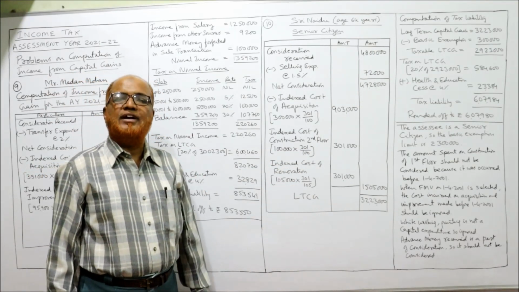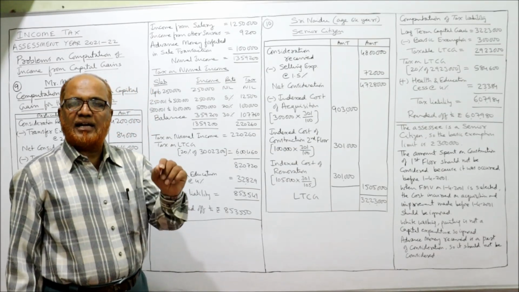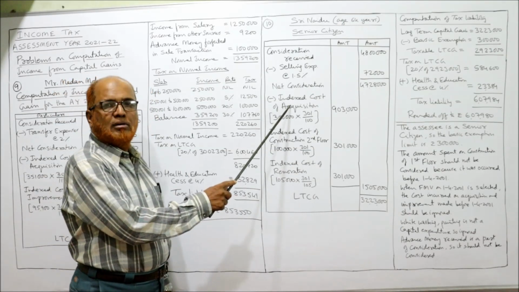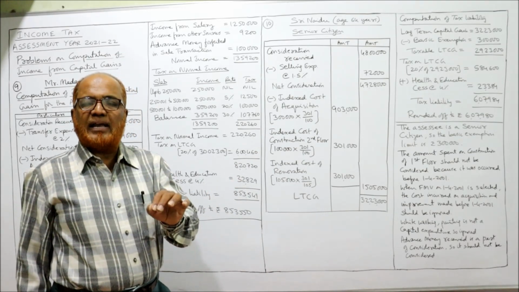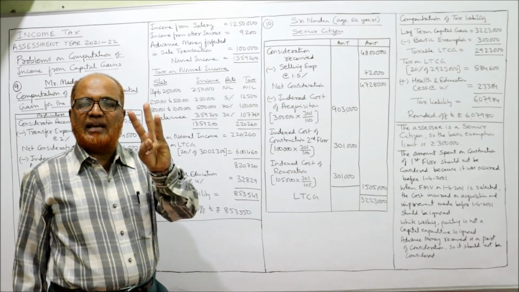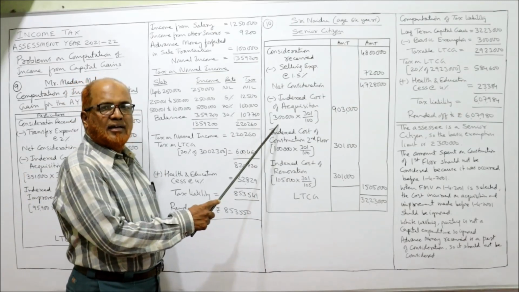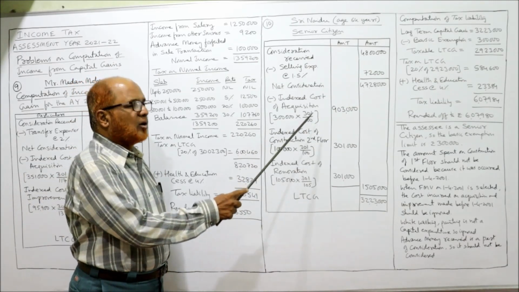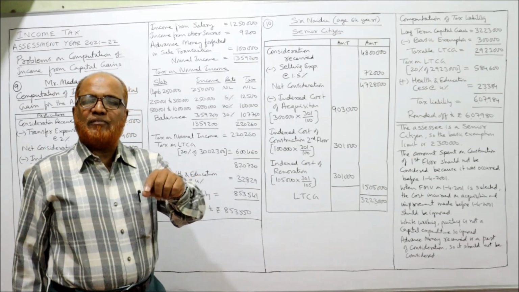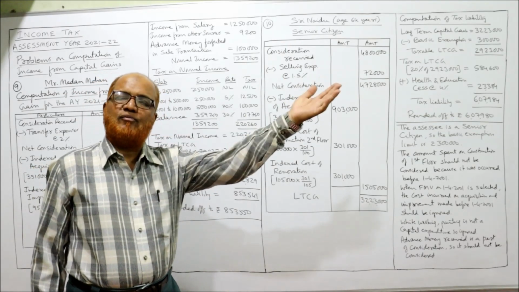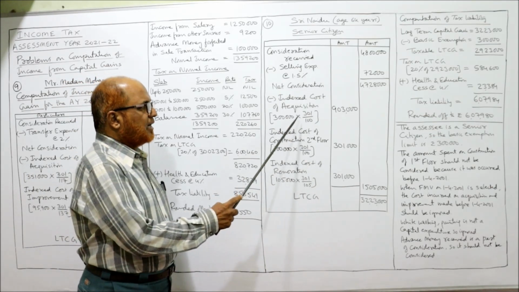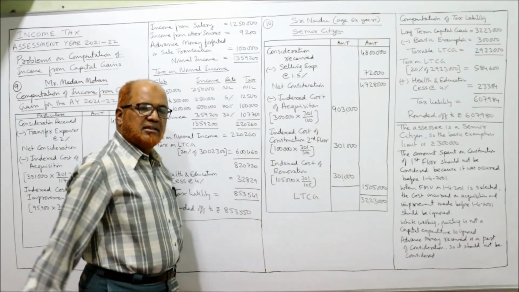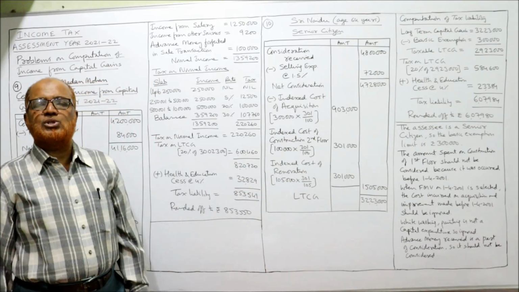From this, we first deduct the indexed cost of acquisition. So, we'll take the FMV. The fair market value on 1/4/2001 is 3 lakh. That 3 lakh we multiply by the current year index, 301, and the index number for any asset purchased before 1/4/2001 is 100. So 3 lakh into 301 by 100, 9 lakh 3,000. Indexed cost of acquisition over.